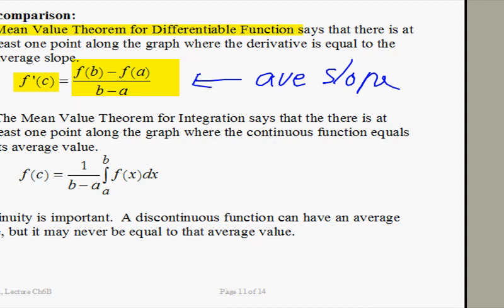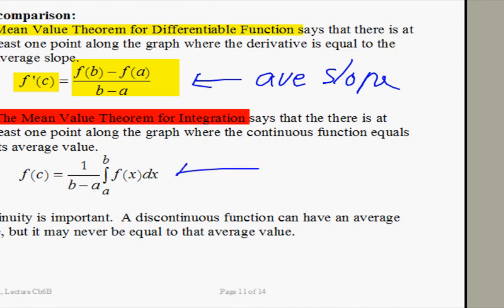Now the mean value theorem for integrals says that there is at least one point along the graph where the continuous function equals its average value. You see the statements are about identical. Okay, and this is your average value. The c is not necessarily the same. The c that's up here is not equal to the c that's down here.